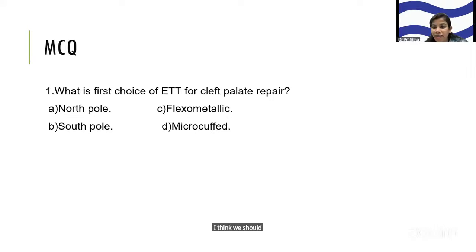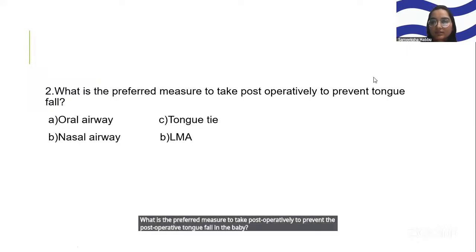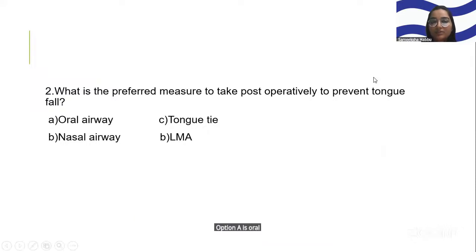I think we should proceed to the next. Yeah, go ahead with the next MCQ, Samiksha. What is the preferred measure to take post-operatively to prevent post-operative tongue fall in the baby? Option A is oral airway, option B is nasal airway, option C is tongue tie, and option D is LMA. Sorry, LMA is option D; it mistakenly came as B. Maximum response is C, I think that is tongue tie.